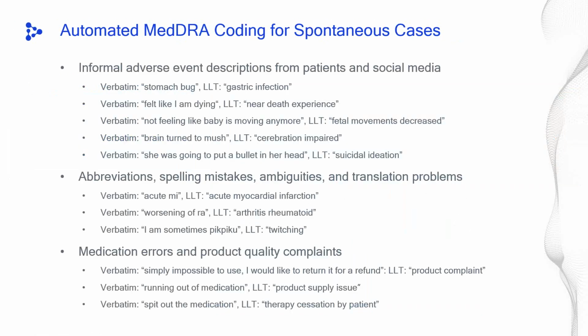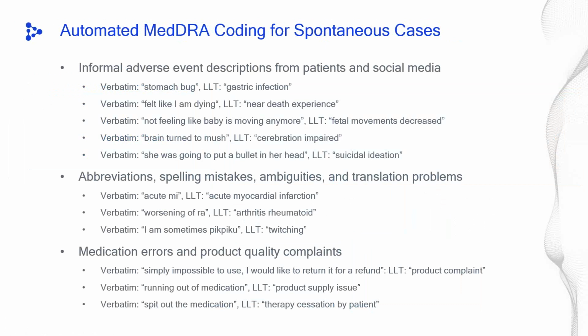And when it comes to pharmacovigilance, especially the spontaneous cases, as opposed to clinical cases, we get a lot of informal adverse event descriptions. Sometimes they come from patients, sometimes from social media also. These days, you need to scour social media to find a lot more adverse events associated with the company's products. So we are getting cases from social media. And verbatims like this, right? Stomach bug, felt like I'm dying, not feeling like baby is moving anymore. Brain turned to mush. These are very, very common, and we need to ensure they're coded the right way.